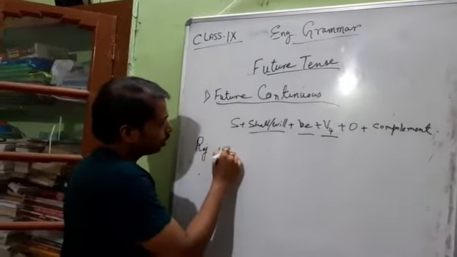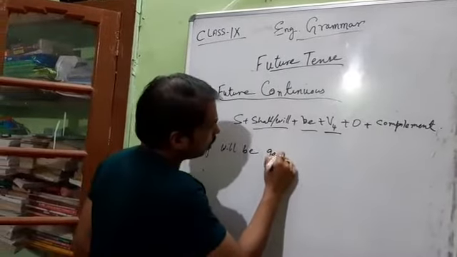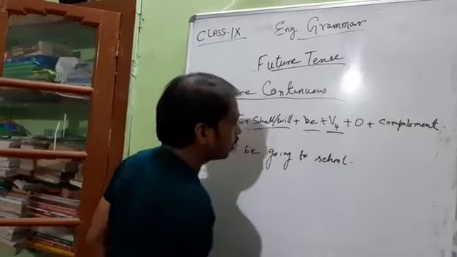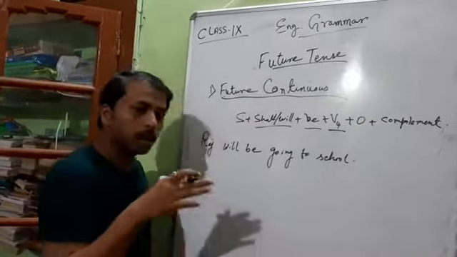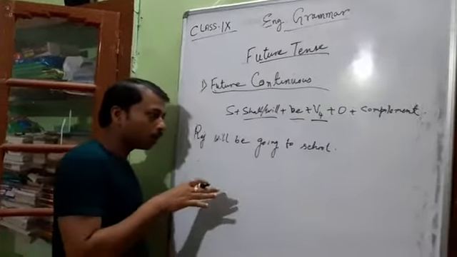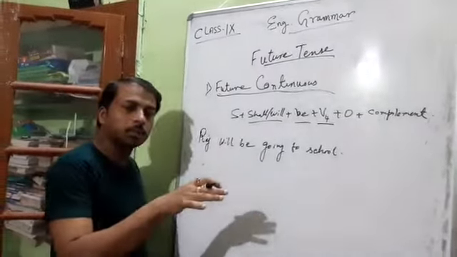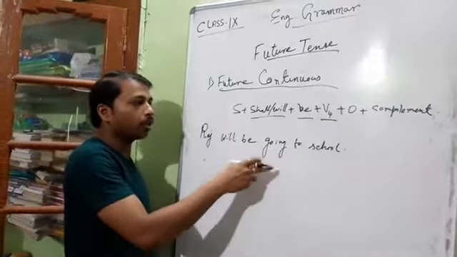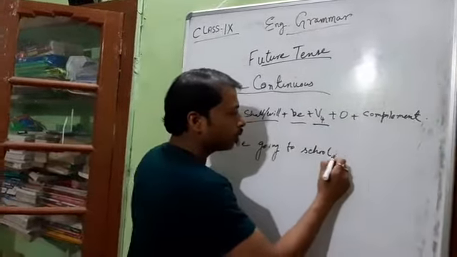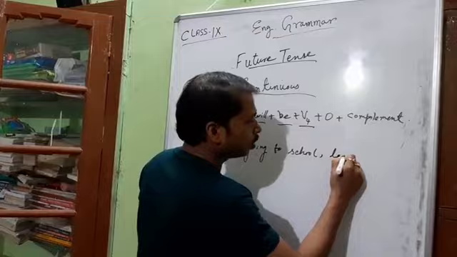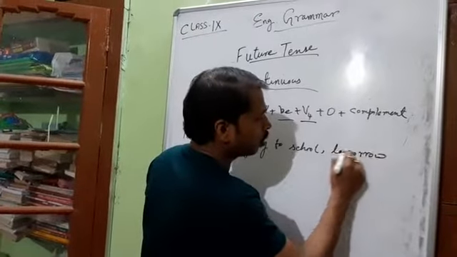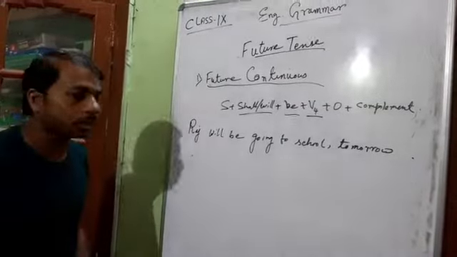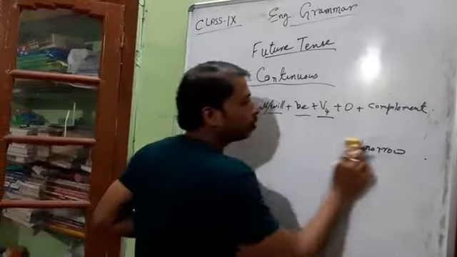Raj will be going to school. See, Raj will be going to school. So he will do a work, the work which will go on for some time, or which will be in progress for some moment. Such kind of action. Raj will be going to school. More precisely, Raj will be going to school tomorrow. Okay, this is future continuous tense. Coming to the next part, future perfect tense.